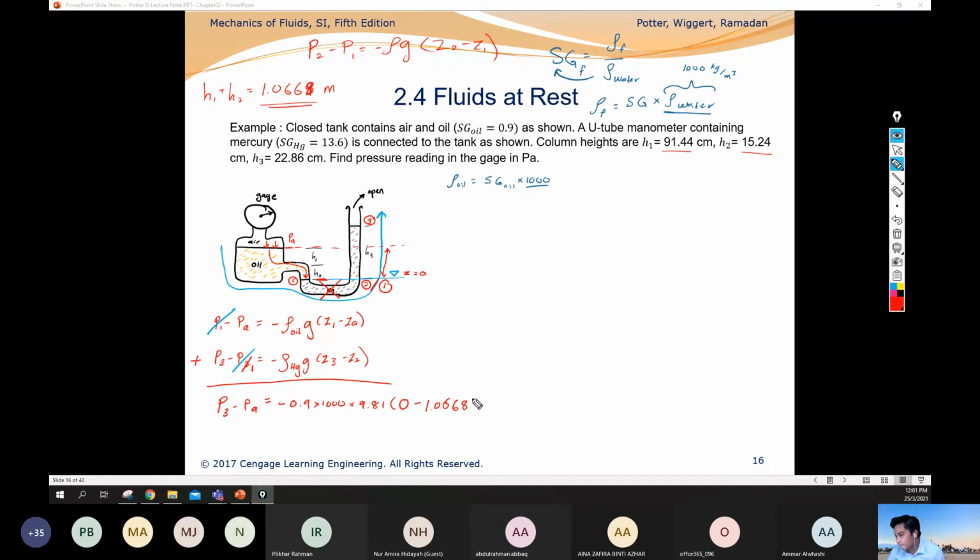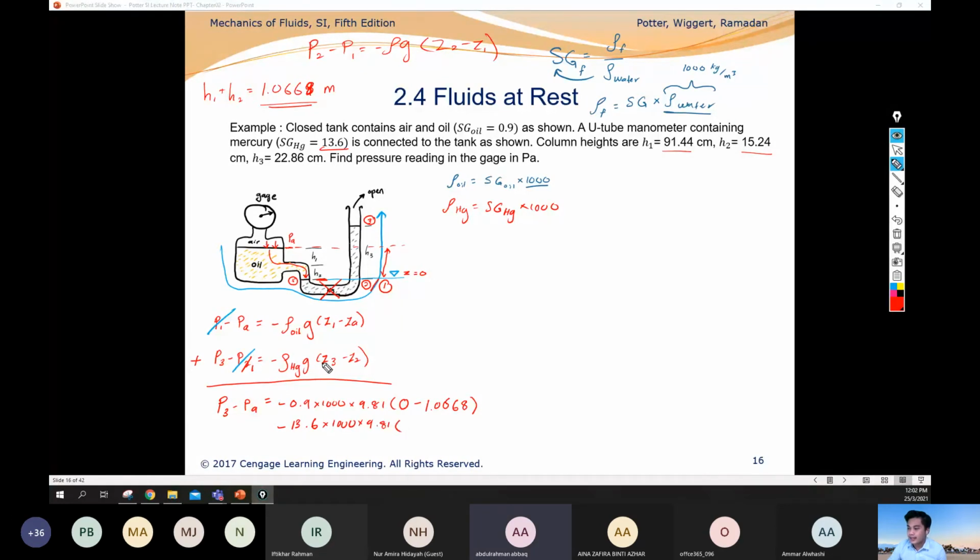Okay, modified. Next is the combination of this one: plus, minus, minus. Okay, the density of mercury. How to get the density of mercury? The specific gravity of mercury multiplied by 1000. What's the value? Specific gravity of mercury is 13.6. Multiply by 1000, multiply by 9.81.